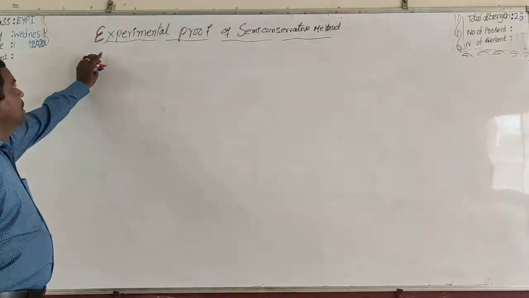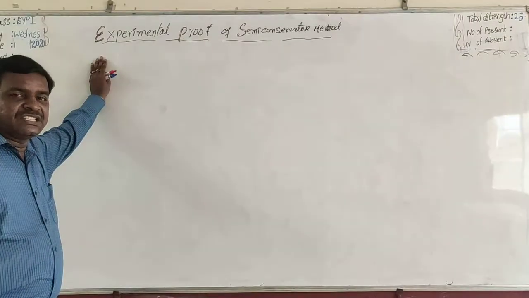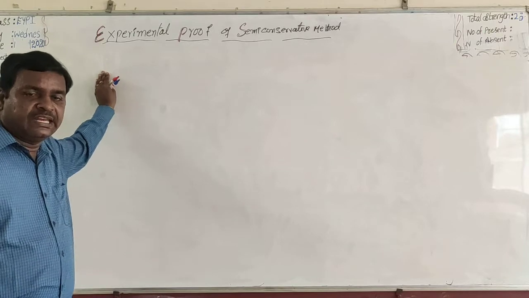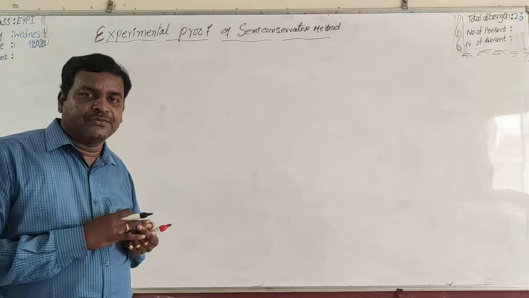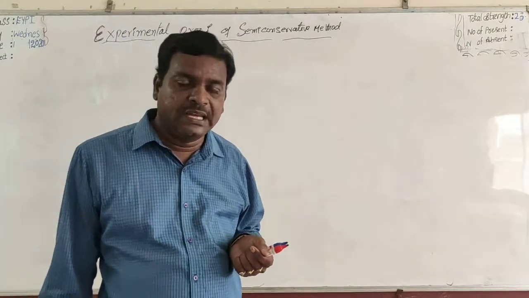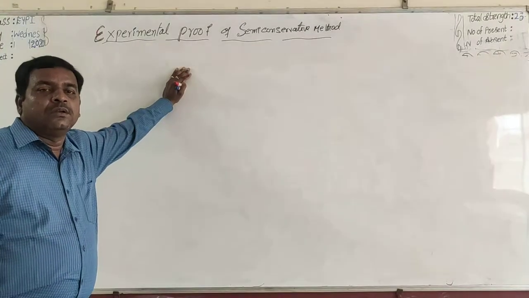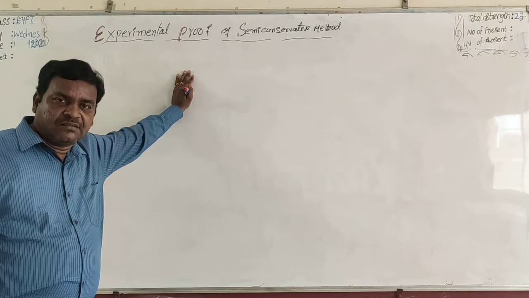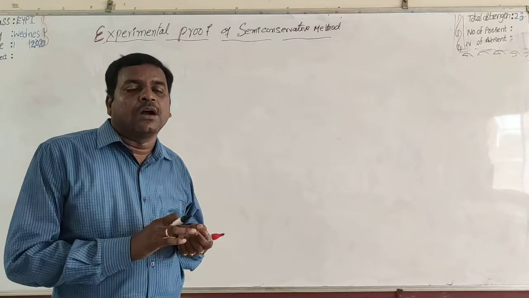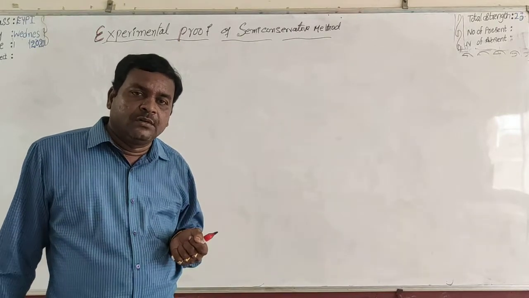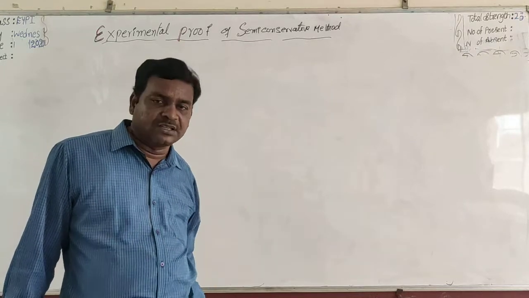Good morning, students. Now coming to the experimental proof of the semi-conservative method of DNA replication. You know, in the previous class, DNA replication takes place by the semi-conservative method. According to Watson and Crick, DNA replicates in a semi-conservative method.